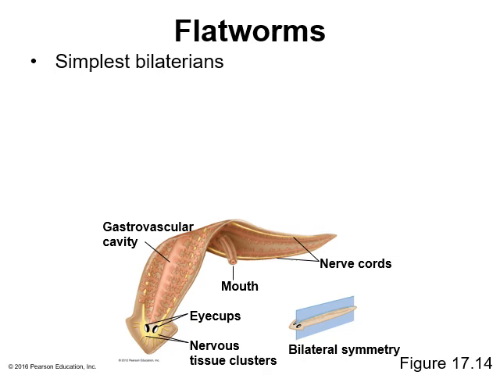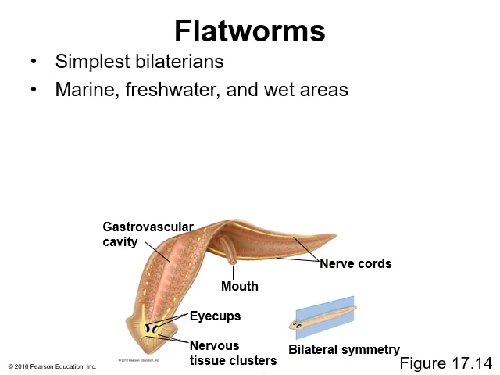So these things, you tend to find them in marine areas, you find them in freshwater areas, you find them in wet riparian zones around rivers and lakes and such. So they tend to be found in very wet or fully submerged environments. And some of them are free living. So some of them just kind of move around on the bottoms of lakes and find dead stuff to eat. But some of them are also parasitic, right?